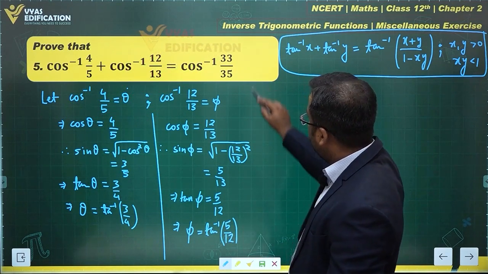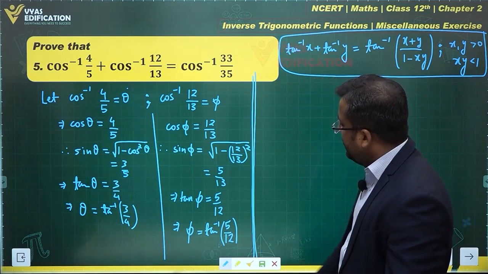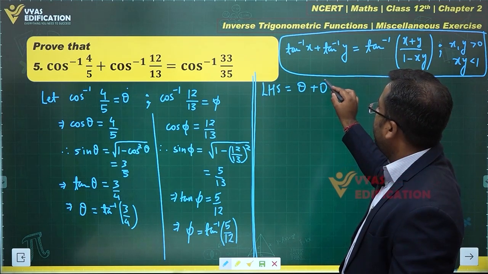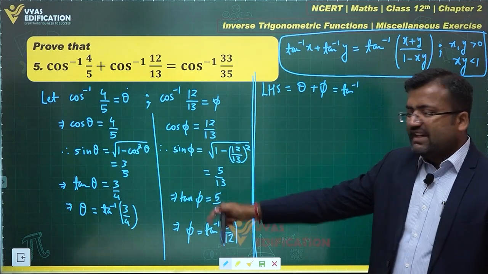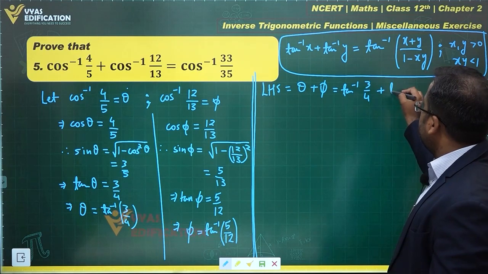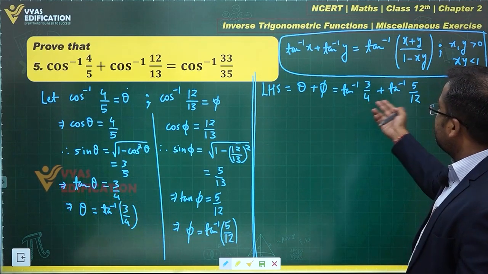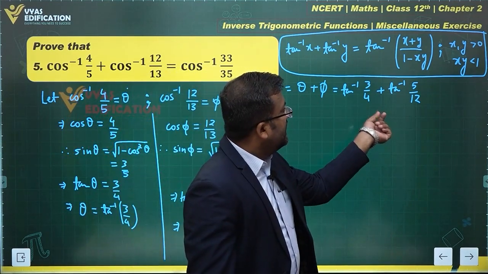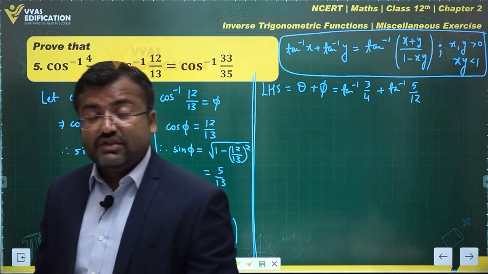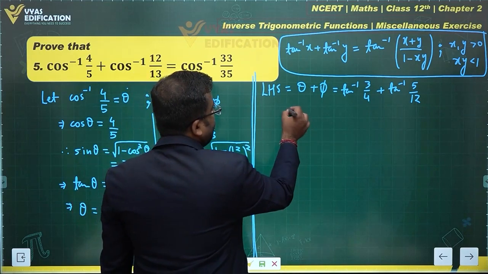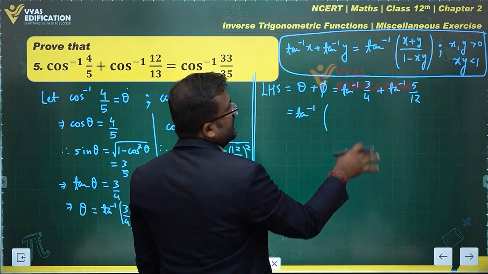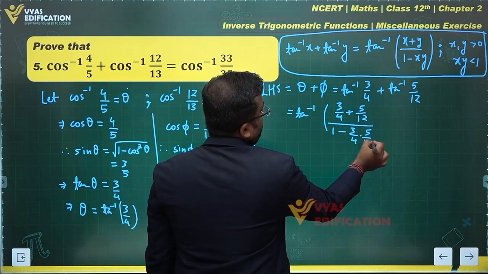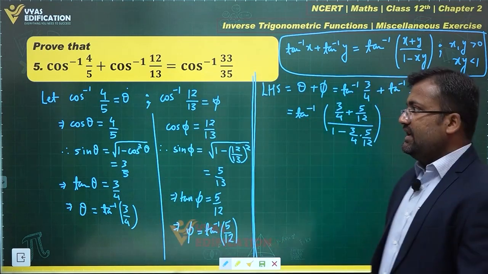What next? In the LHS, you have theta plus phi, which is tan inverse of 3 by 4 plus tan inverse of 5 by 12. Realize this is less than 1, this is less than 1, and the product will also be less than 1. Therefore, I can apply the result given at the top. This will give me tan inverse of 3 by 4 plus 5 by 12 over 1 minus 3 by 4 times 5 by 12. This is what you'll get. What next?